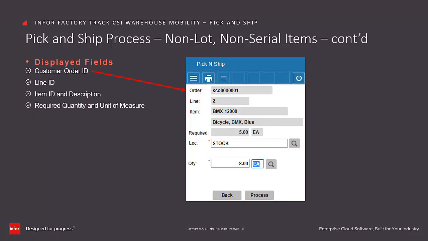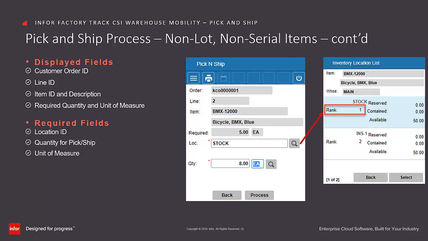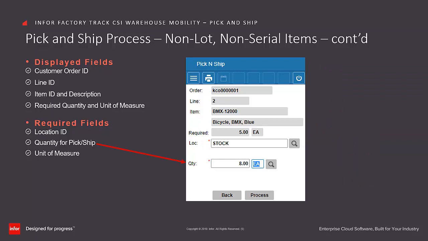Factory Track now displays the customer order process screen. Displays the following items based on the entry selected from the previous screens: the customer order, the line number, the item ID and description, the required quantity and unit of measure of the specified item that is specified on the customer order. We can then enter or scan or search and select the location ID from which the item is being picked and shipped. Factory Track defaults this field based on the ranking for the item location. We then enter the quantity of items being picked and shipped from the specified location.